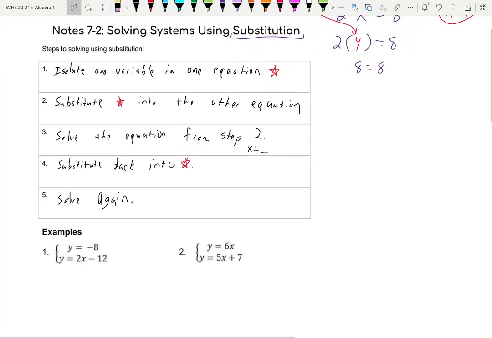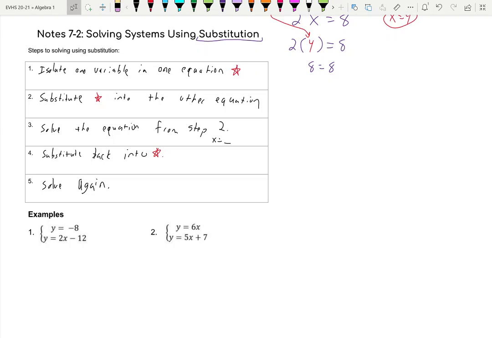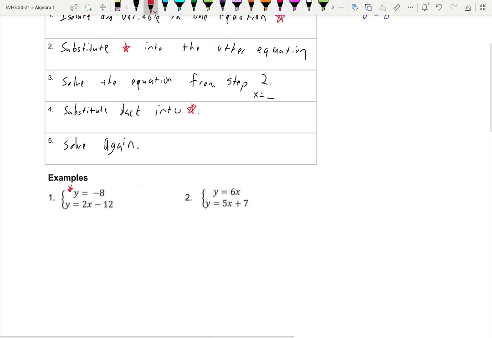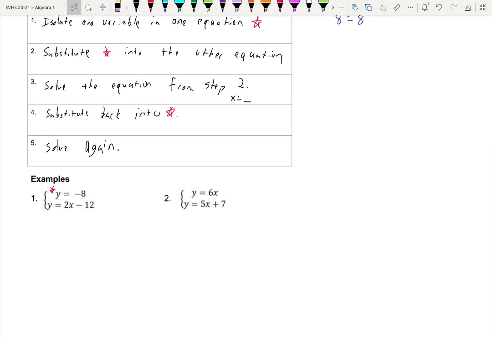Okay, so step 1. We'll look at number 1, step 1. Isolate one variable in one equation. Now, in this particular system, I've already got y equals on both of them. So the y has been isolated on both. In that particular case, when one variable is isolated on both, I'm going to choose the simpler one as my star. So up here, y equals -8 is much simpler than 2x minus 12, so I'm going to choose that one as star.